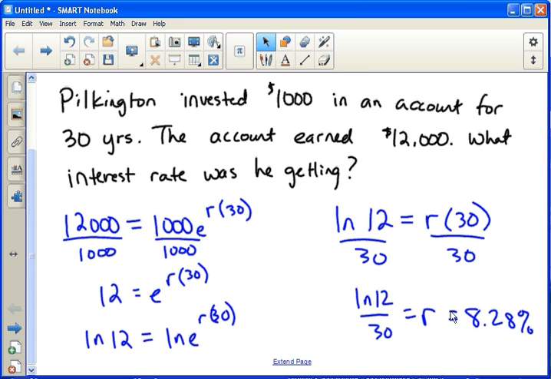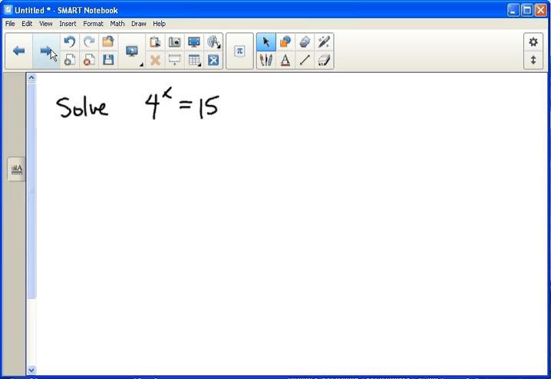So what natural logs and logs in general allow us to do is to solve exponentials. They give us a way to get variables out of the exponent, because it's really hard to solve for them when they're in the exponent. So this gives us a way to get them out of there. Okay, so here's just a simple problem. Solve 4 to the x equals 15.